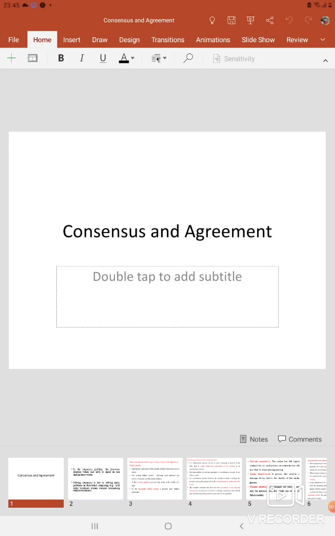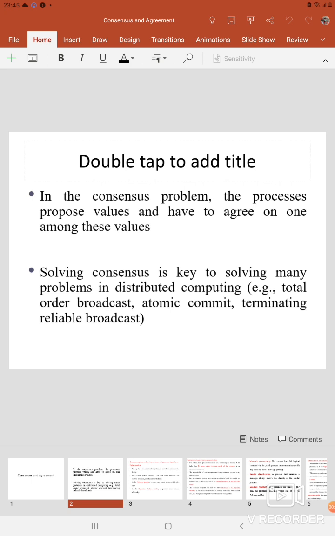Good morning, students. So today we are going to see the topic consensus and agreement, in Unit 4 of the subject code CS8603 Distributed Systems. So first we have to know what is the consensus problem.